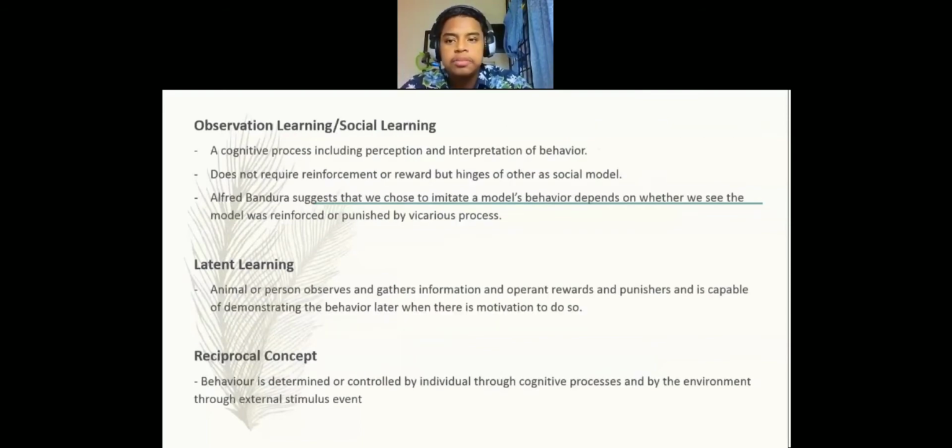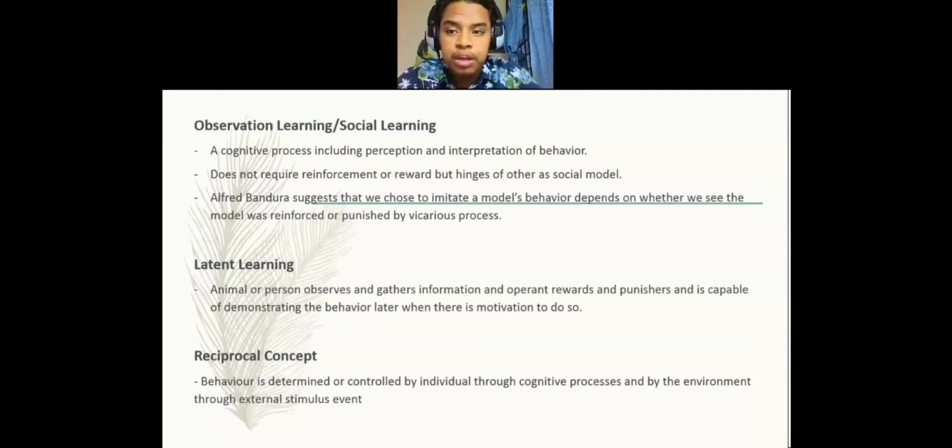Next, we go through observation learning. In this observation learning, or social learning, the process includes perception and interpretation of behavior. It does not require reinforcement or reward, but hinges on other social models. Here, the social model refers to someone who has authority. For example, we have a headmaster, a principal, maybe a top student, a policeman, firefighters, or maybe actors as models.